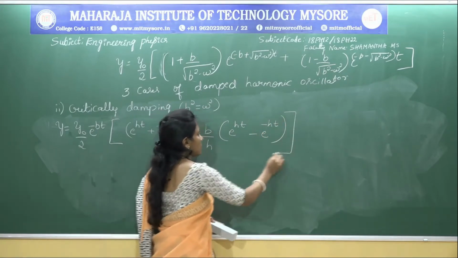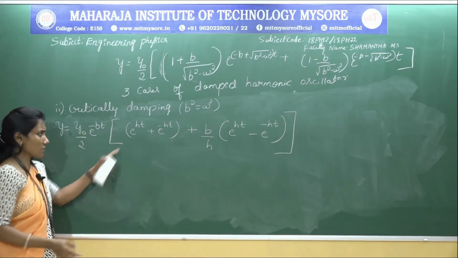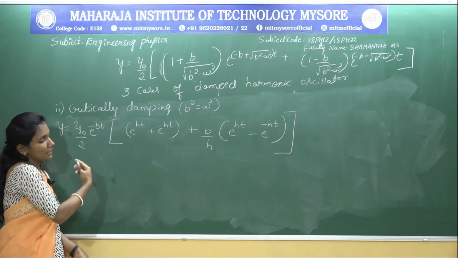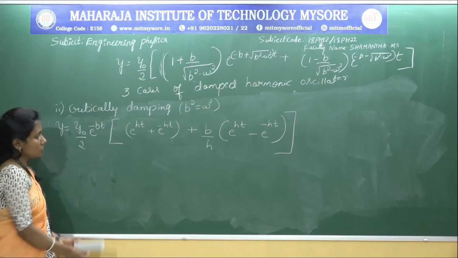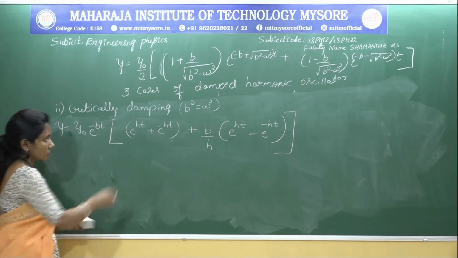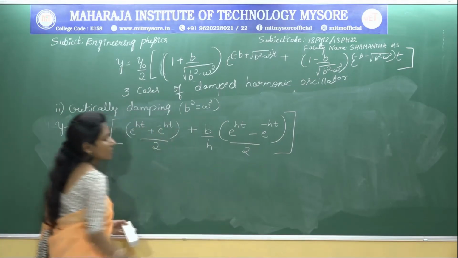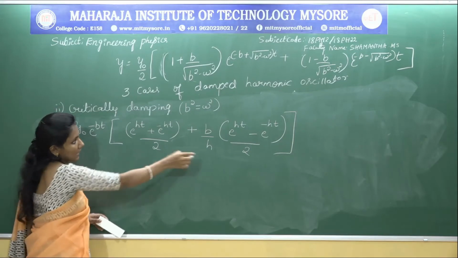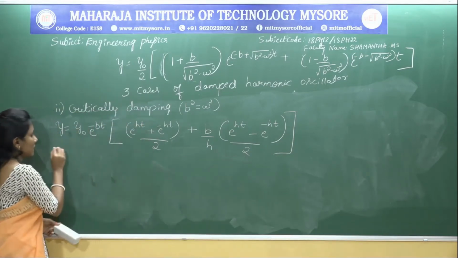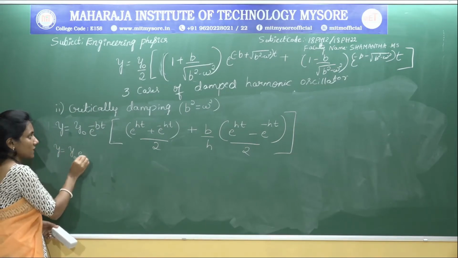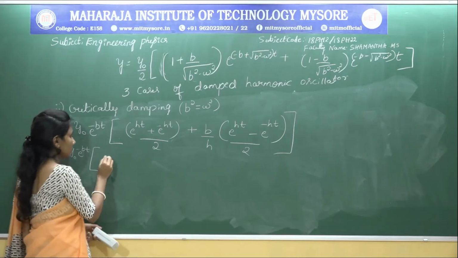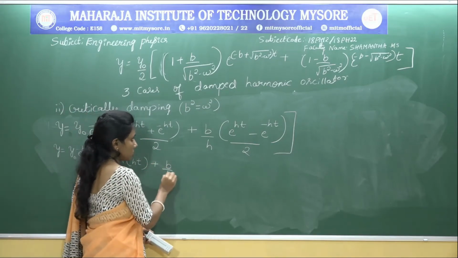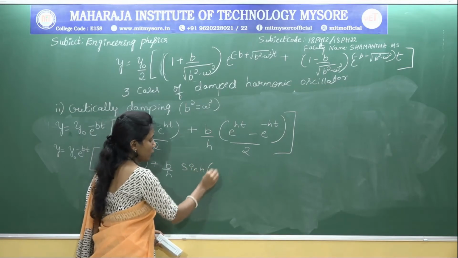From the last expression, this is in terms of exponentials. If we take this 2 inside, we get the formula in terms of cosh and sinh. This first part is cosine hyperbolic and this is sine hyperbolic. So the above equation becomes y equals y naught e to the power of minus bt, times cosh of ht plus b by h sinh of ht.